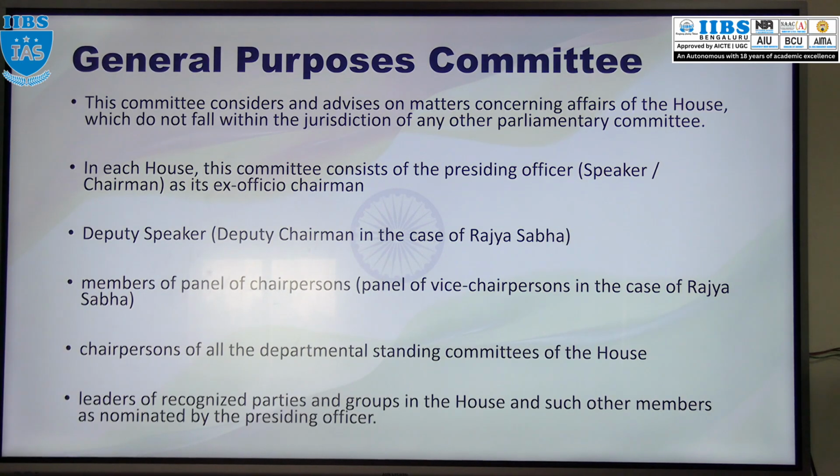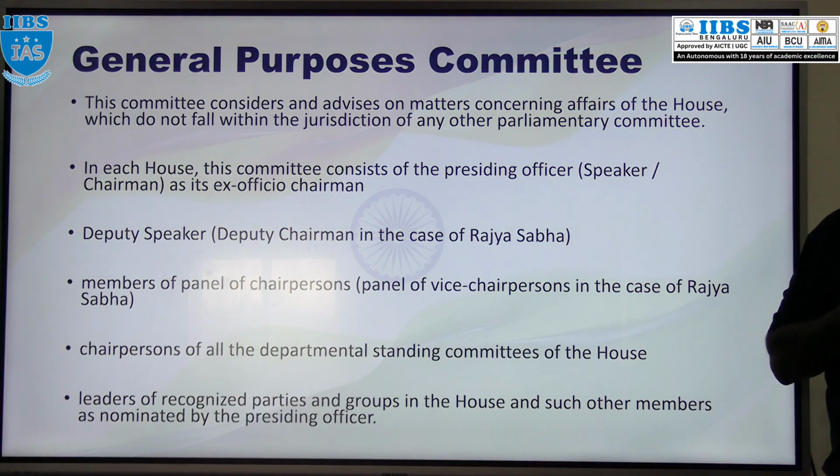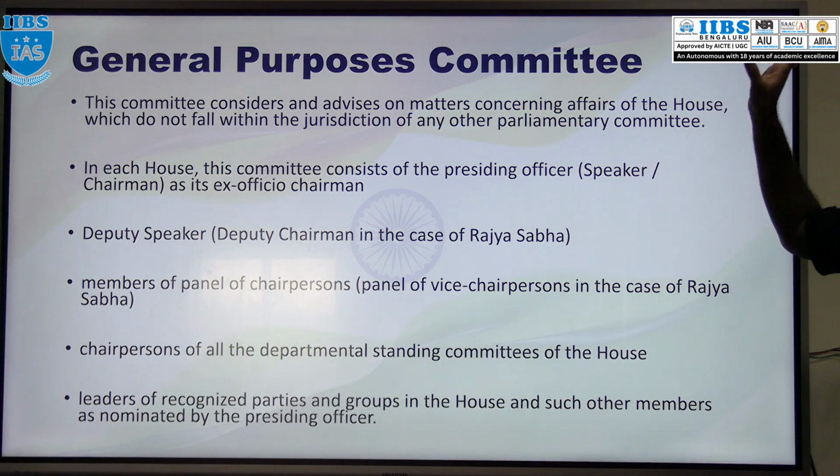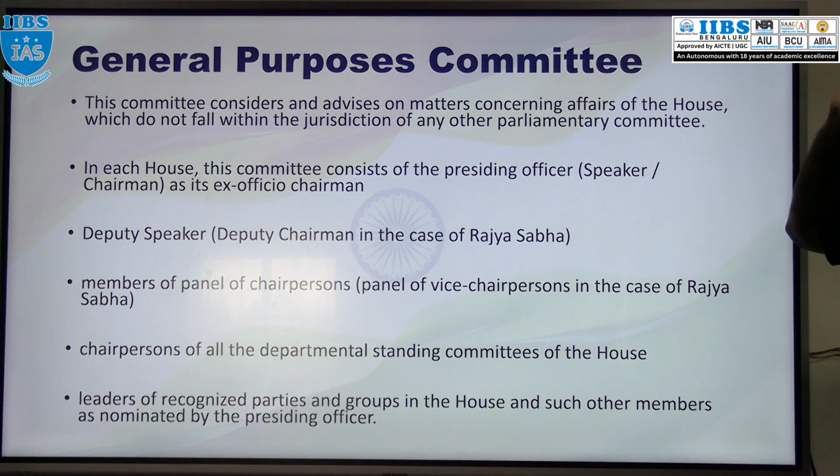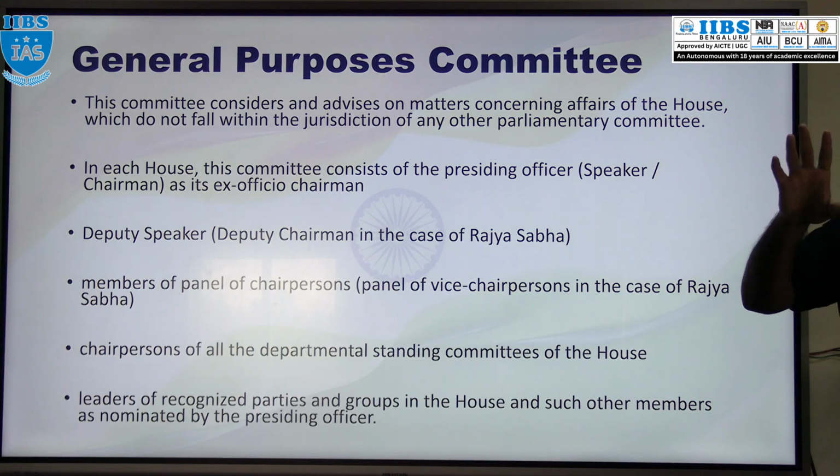Then next, General Purpose Committee. So what is this committee? Any matter or affair of the house which does not fall in any parliamentary committee. We discussed many parliamentary committees, right? And their functions also. Any matter which is not covered under those parliamentary committees will be taken up by this committee. Those matters will be taken up by whom? This General Purpose Committee.